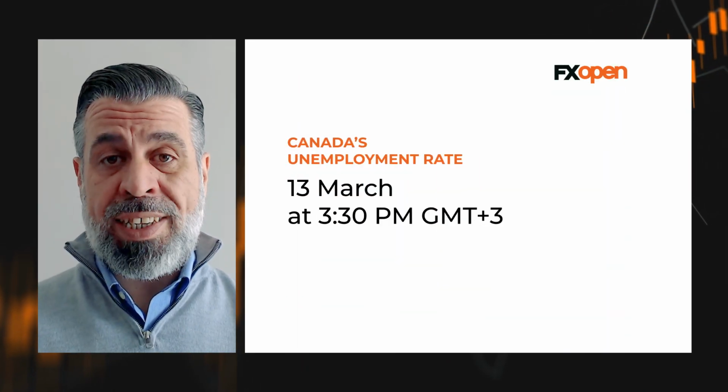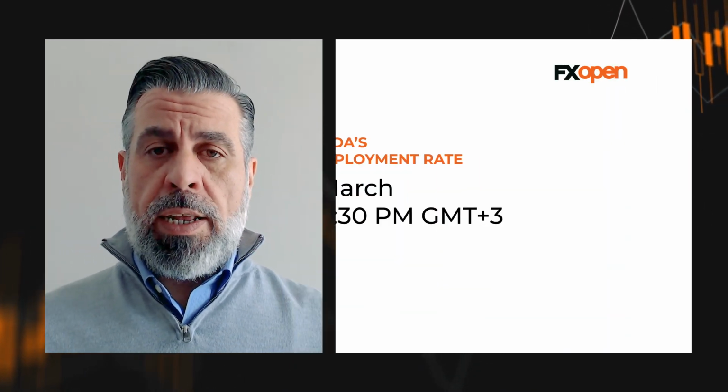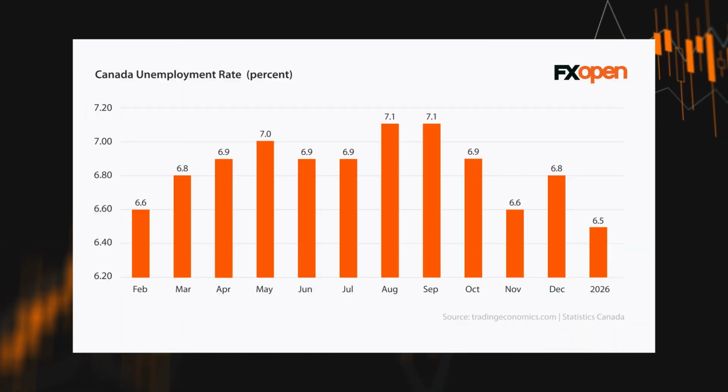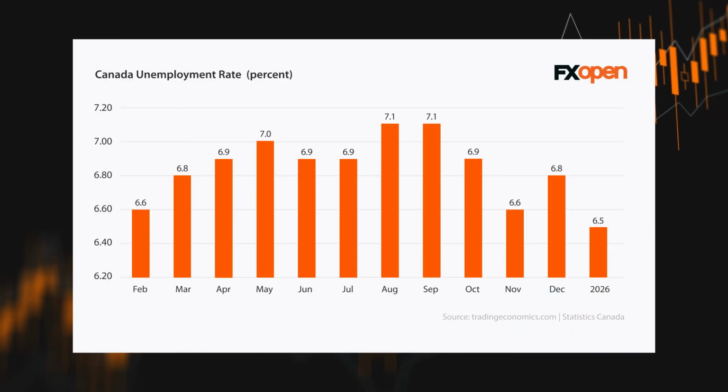Now, another key release for traders will come from Canada. The country's unemployment rate report will be published on the 13th of March at 3:30 p.m. GMT +3. Now, Canada's unemployment rate fell to 6.5% in January. That's the lowest level in 16 months. However, total employment declined by around 25,000 jobs, which was significantly below expectations for some small, modest growth. Most of the weakness came from the manufacturing sector.